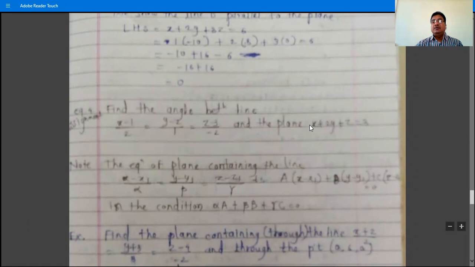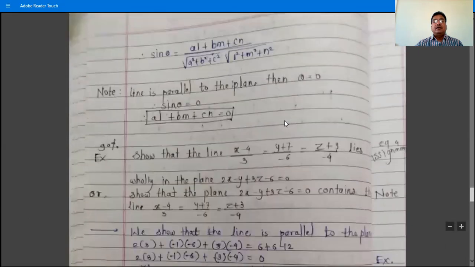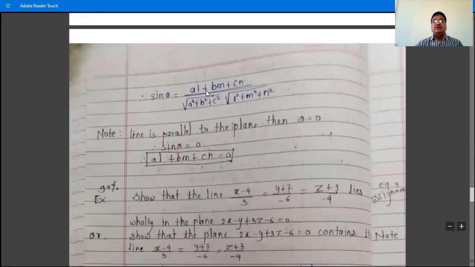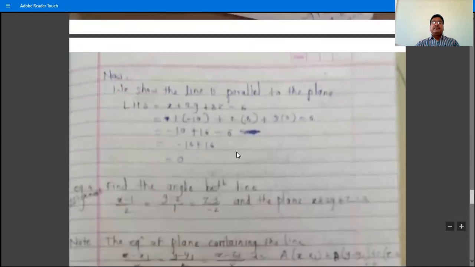Take a, b, c as 1, 2, and 1, and use the formula sin theta equals (al plus bm plus cn) divided by root a square plus b square plus c square, root l square plus m square plus n square. Substitute the values of a, b, c, l, m, n, and then theta is the sin inverse of that value. So this is the problem for assignment.